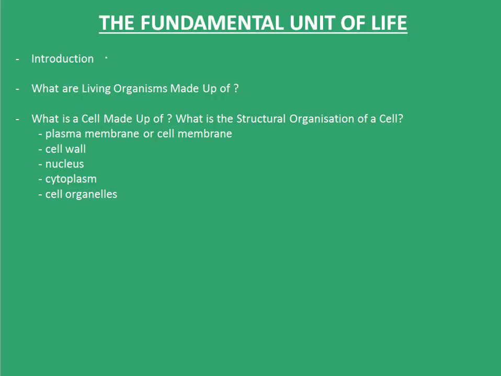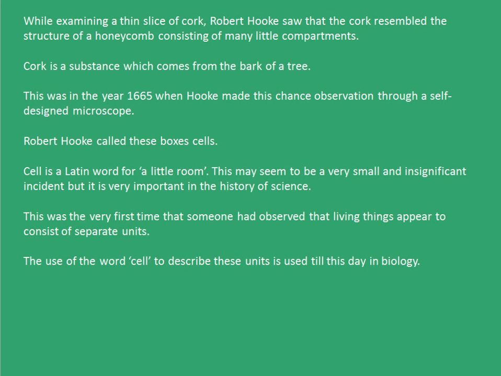We will begin with the introduction part, then we will see what living organisms are made up of, and we will look into what a cell is made up of, and what the structural organization of a cell is, which includes the plasma membrane, also known as the cell membrane, the cell wall, nucleus, cytoplasm, and in the end we will look into some cell organelles and end this chapter. So let's begin with the introduction.